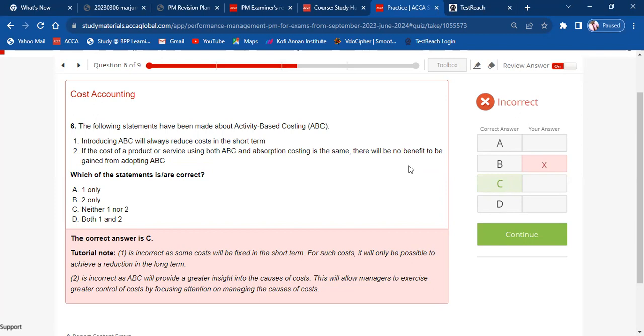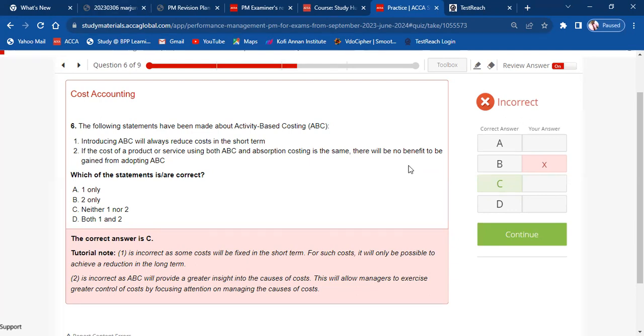So "no benefit to be derived" is not true, because you can still derive some benefit, and the benefit is that ABC exposes you more to what causes costs. And so you can go into that and deal with the root causes of costs rather than just sitting down and incurring the cost. So yes, I agree with the book, absolutely. So 2 is also not correct. So neither 1 nor 2 is correct. I agree with the book.